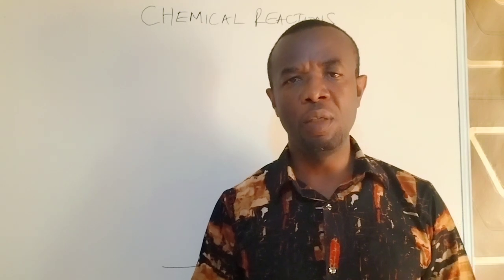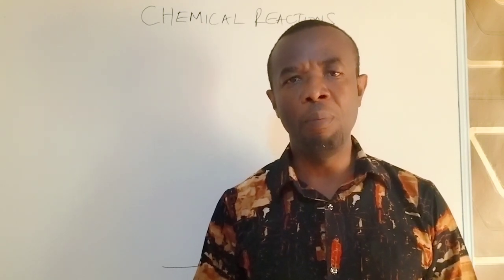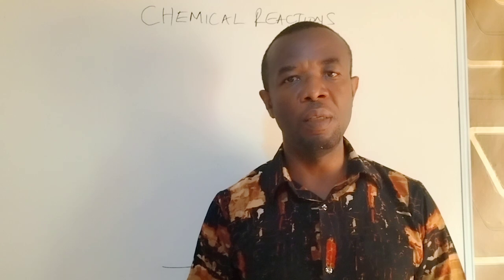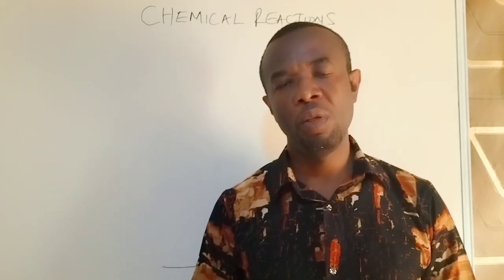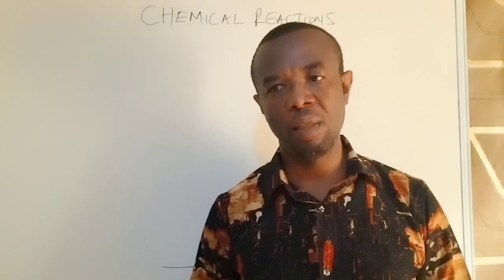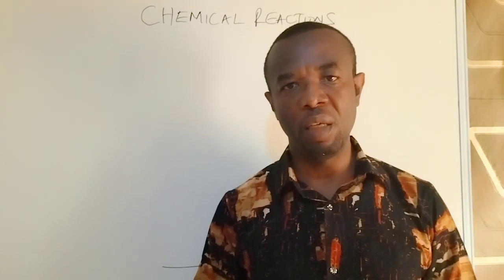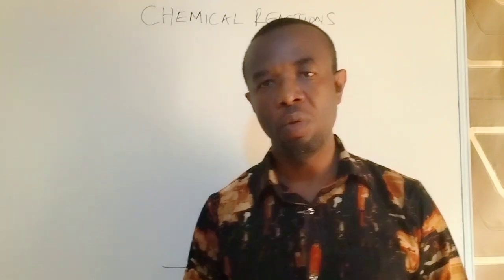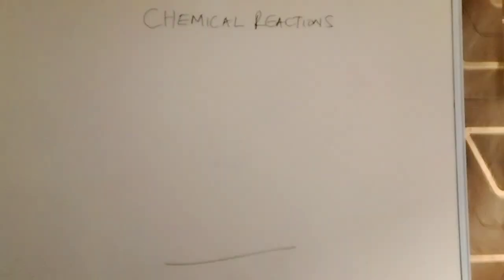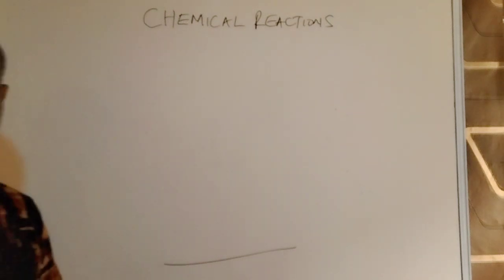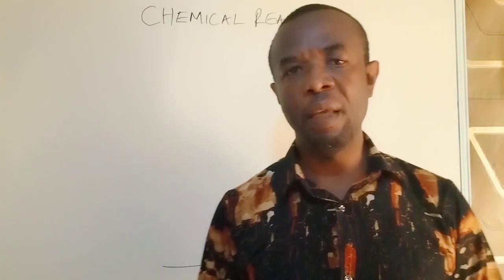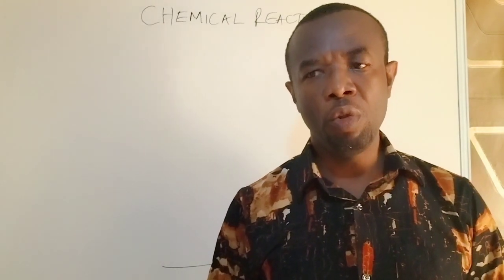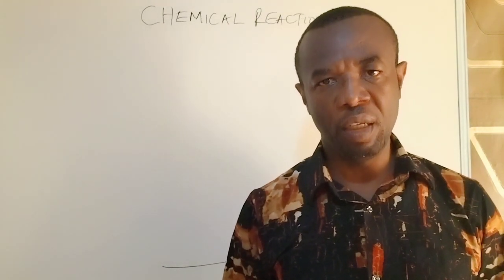Another example is if I set a piece of paper ablaze or a piece of wood ablaze. After some time, the paper or the wood burns, turns to ash, and gives us some gases. That's also a chemical reaction taking place. So that is chemical reactions in chemistry. And then, having done that, we're now going to define chemical reaction. What do you understand by chemical reaction in chemistry?